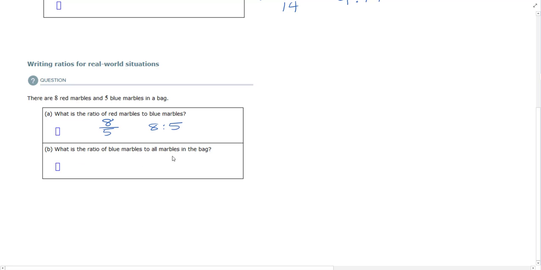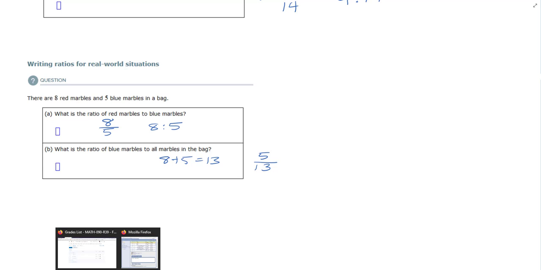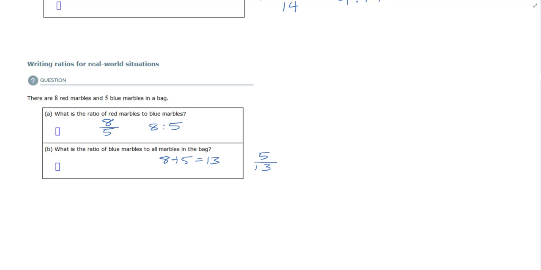And then what is the ratio of blue to all? So all marbles would be 8 plus 5, or 13. So blue to all would be 5 to 13. And I'm just going to double check what it looks like Alex wants us to use. So it looks like they actually are wanting us to use, I should have checked this before, the colon notation. So blue to all, blue needs to come first, so that would be the 5, and then colon, all is 13. So this would be the notation that they're wanting for this particular topic.